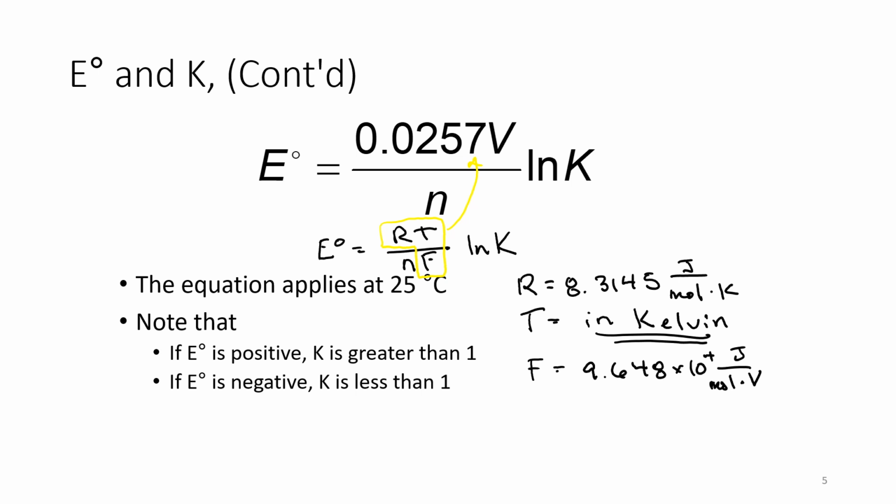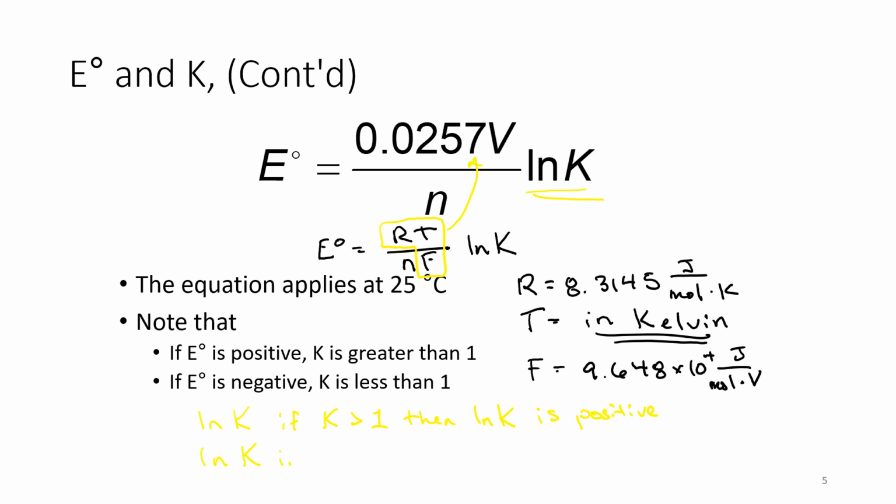So look at the natural log of K in this part out here. If K is greater than 1, then the ln of K is positive. And so you've got 0.0257 divided by some number of moles of electrons transferred, which has to be a positive value, times something positive, then that whole thing is positive. So our voltage is positive.